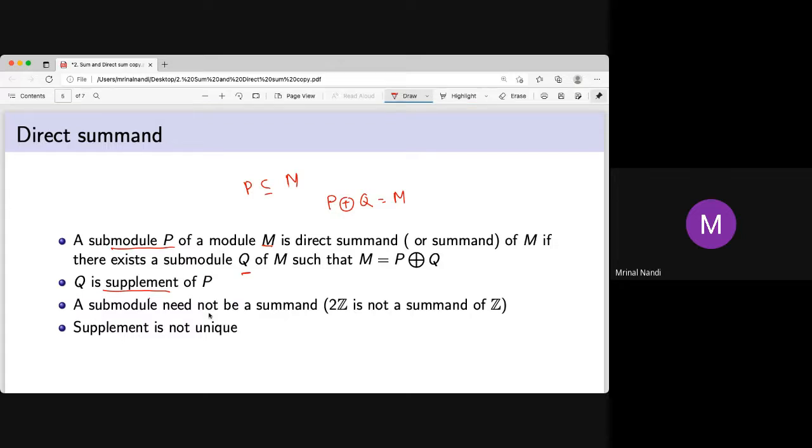And a summand need not be a summand. And that's the important thing. Now we have an idea of why these modules are different from the vector space. In vector space, every subspace is a summand.